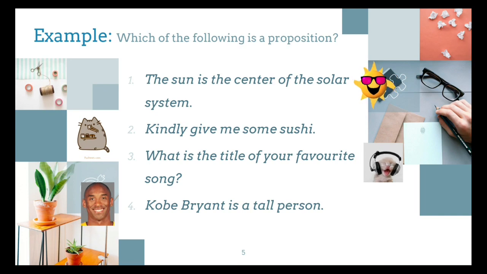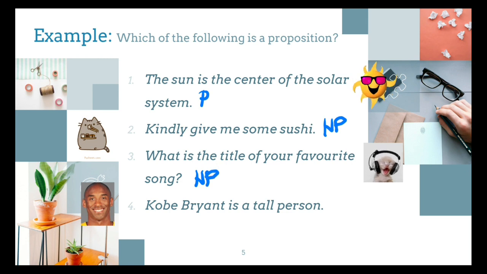Example: which of the following is a proposition? Number 1. The sun is the center of the solar system. This is a declarative sentence and we know that it is true. So this is a proposition. Second, kindly give me some sushi. Obviously, this is not a declarative, so not a proposition. What is the title of your favorite song? It's a question, therefore, not a proposition.